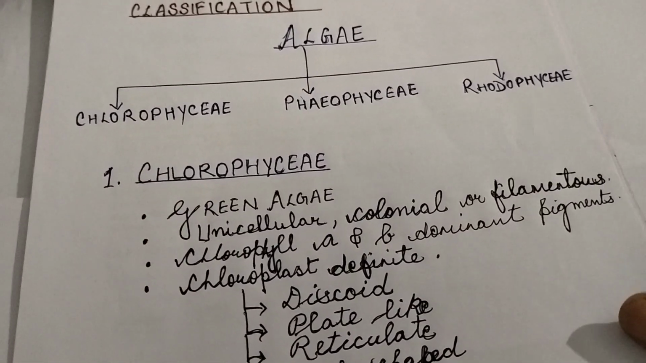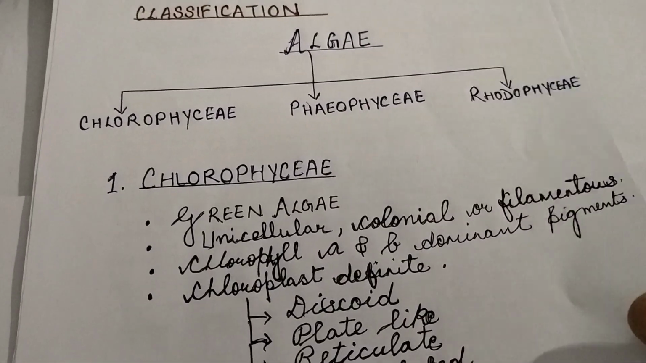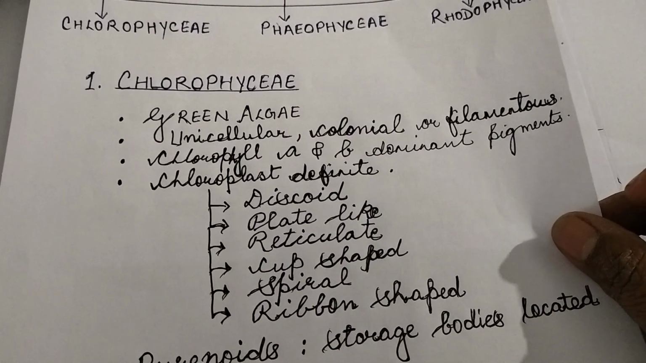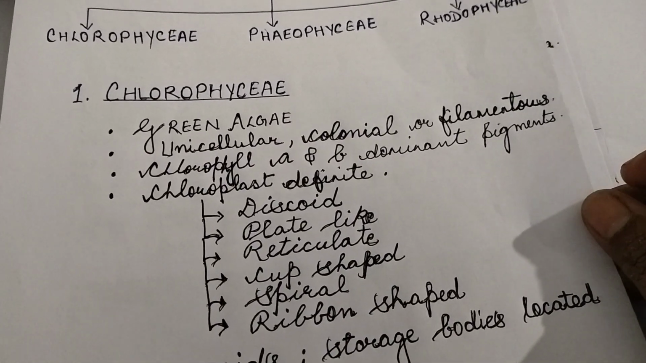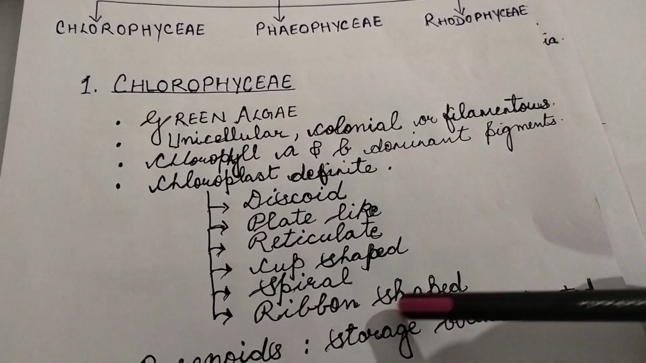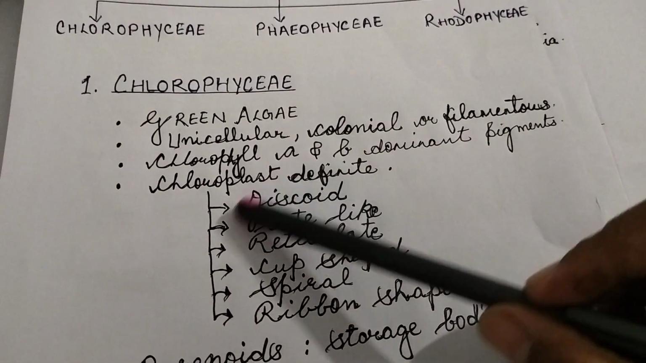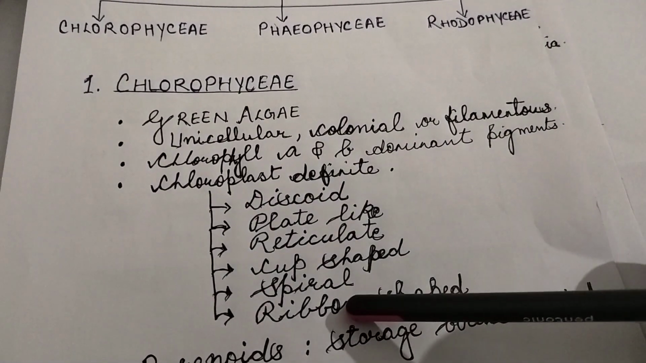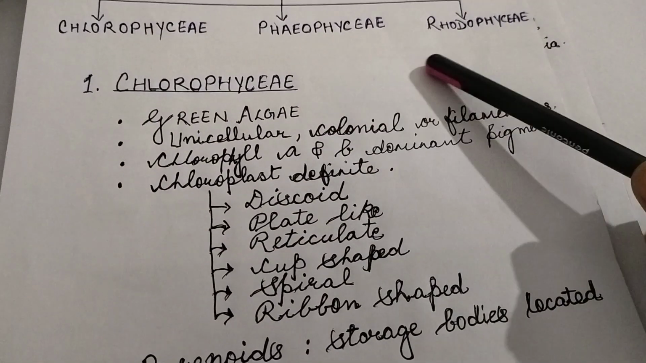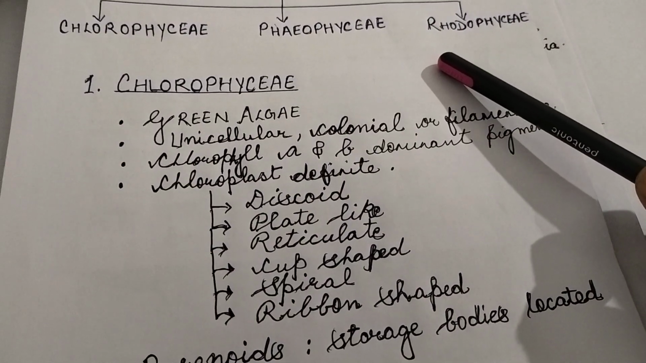They may be discoid, meaning disc-like, plate-like, or reticulate, meaning forming a network. They may be cup-shaped. They may have a spiral structure, you all know spiral, and they may be ribbon shaped. So these are different shapes of chloroplast which vary in different species of green algae.